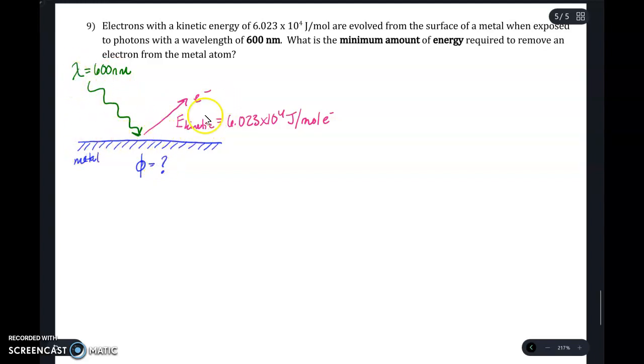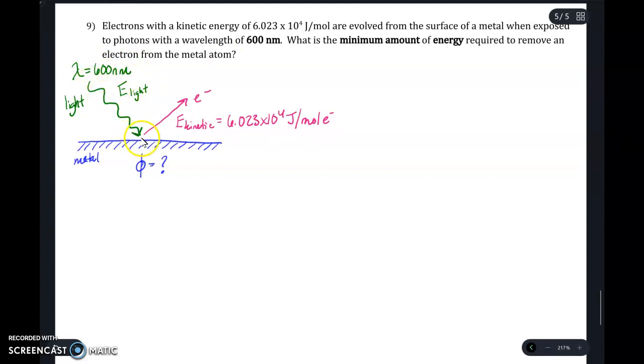So we want to keep in mind again how all three of these energies are related to each other, right? This green arrow that I have over here with the wavelength of 600 nanometers, that correlates with the light. And so we're going to have some energy of the light that we can calculate using this 600 nanometers. And that's basically going to be for each photon that comes in.